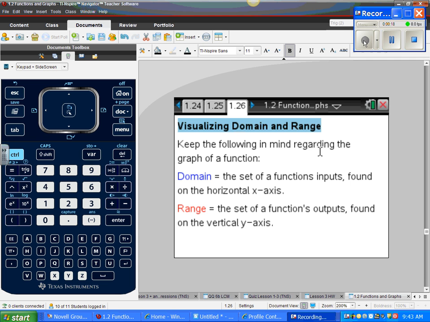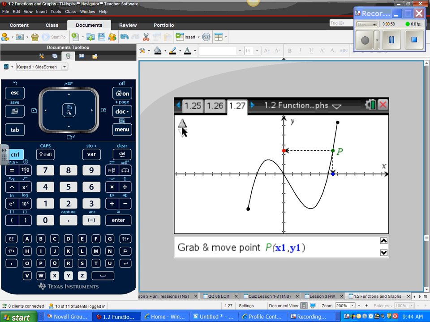Okay, so what we're going to be talking about today is visualizing domain and range. We talked about what actual domain was and range was yesterday, so I want to continue down that path. When we're talking about visualizing domain and range, we have to keep a couple of things in mind. You have to remember that domain is the set of function inputs, or the values that we find on the x-axis, the horizontal. Range is the set of the function's outputs, or what we find on that vertical axis, which we call the y-axis. All right, so this is just a reminder of that.